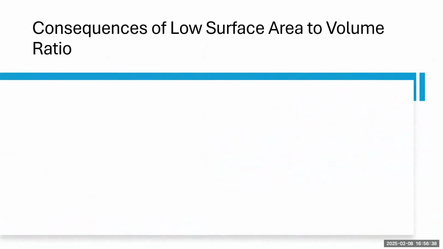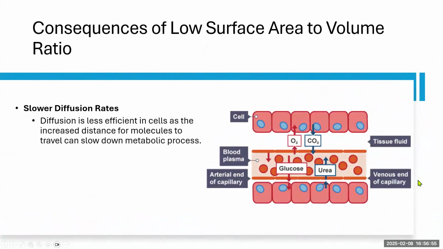But this, however, has consequences for a growing cell. So there are consequences of low surface area to volume ratio for cells. And of course, one of the biggest consequences of low surface area to volume ratio is slower diffusion rates. Slower diffusion rates mean that diffusion is less efficient in cells as cells increase the distance for molecules to travel, and this can slow down metabolic processes, right? So as cells essentially get bigger, diffusion becomes less efficient.